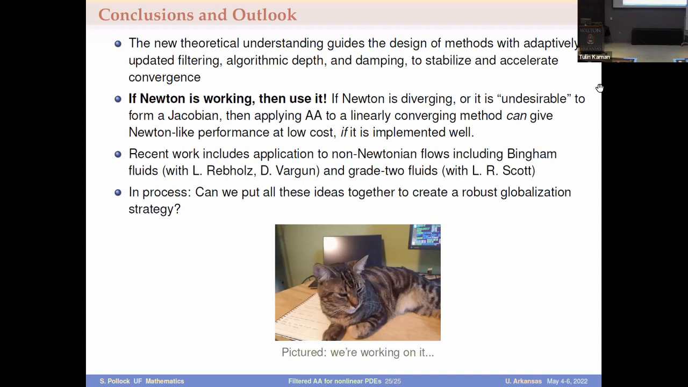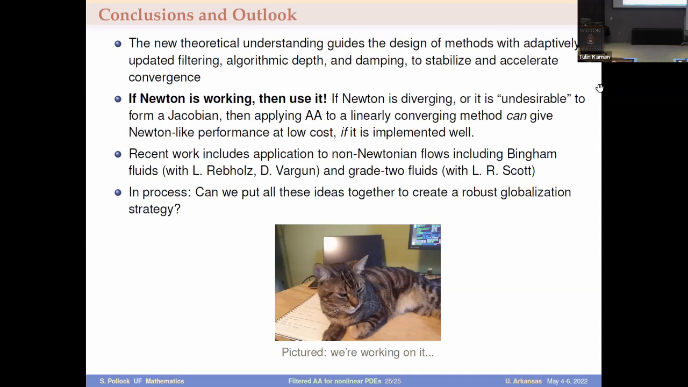And we're also looking at another type of non-Newtonian fluid, a grade 2 fluid, some examples of which are motor oil and gelatin. What we see with the Bingham fluids, where we have to use this regularized formulation, is that without the acceleration, as the regularization parameter goes to 0, the number of iterations to solve really increases. With the acceleration, it doesn't.